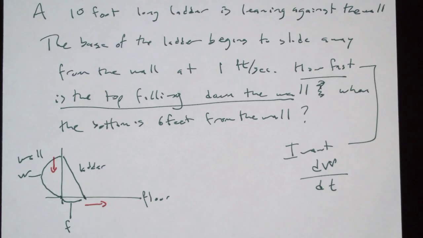Do you want to deal with the 6, the 1, or the 10 first? Those are the three numbers that are on the screen. The 1. So what's the 1 represent? It's the change in the bottom of the ladder. So that's df dt.